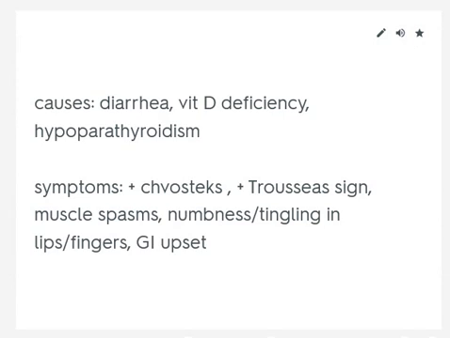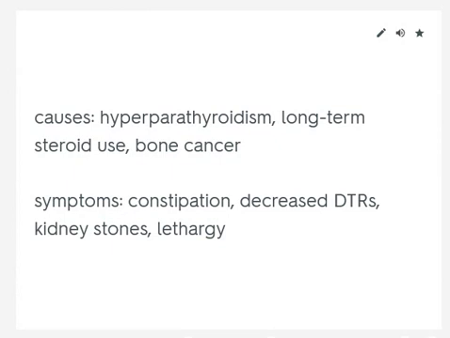Hypocalcemia. Causes: diarrhea, Vitamin D deficiency, hypoparathyroidism. Symptoms: Chvostek's sign plus Trousseau's sign, muscle spasms, numbness, tingling in lips and fingers, GI upset. Hypercalcemia. Causes: hyperparathyroidism, long-term steroid use, bone cancer. Symptoms: constipation, decreased DTRs, kidney stones, lethargy.